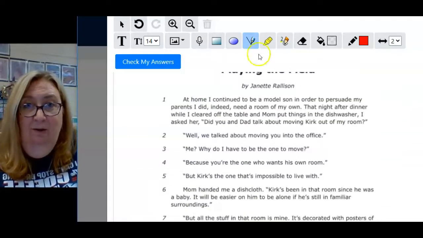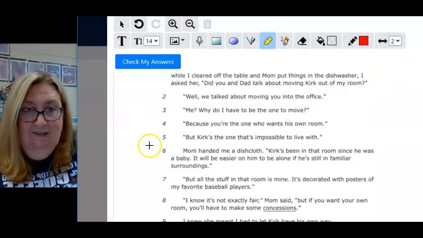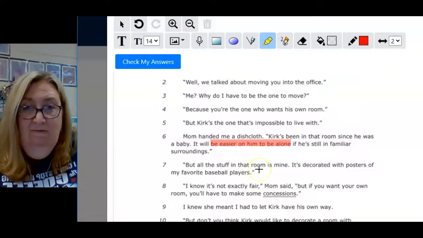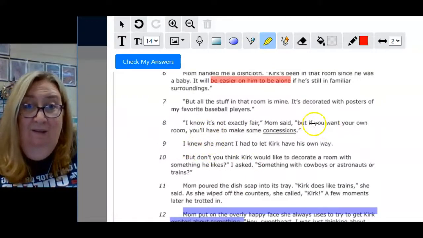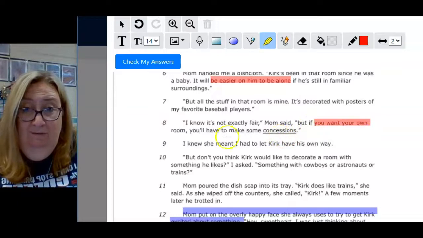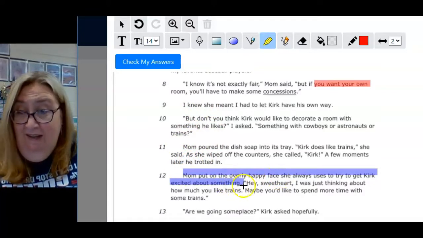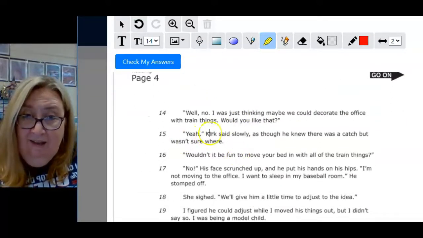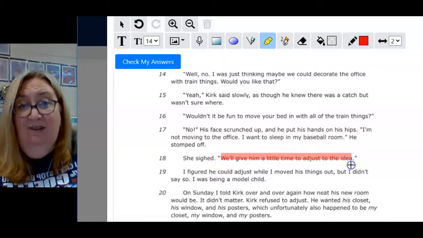Well, now I'm going to grab that highlight tool. She is wanting it to be easier on Kirk to be alone. She is trying to give him what he wants, his own room, even if it's not the room he wants. She is also putting on an overly happy face to try to get him excited about it. So she wants him to be happy too. And then at the end, when he says no, she's hoping that he will begin to adjust to the idea.